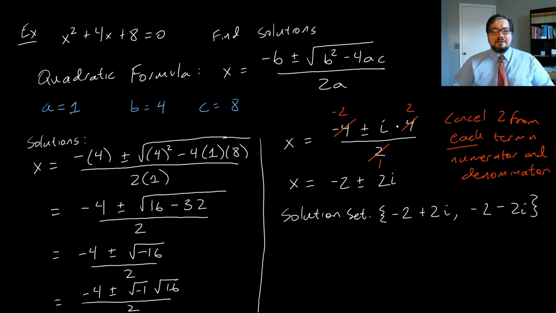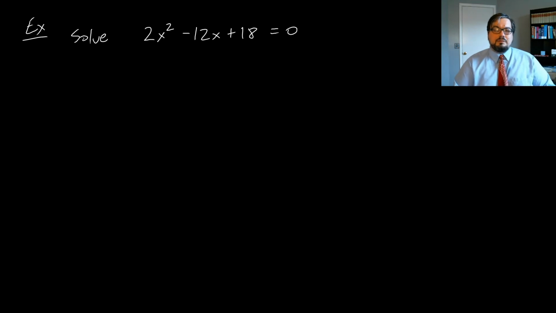So we can see here that there are different types of solution sets that quadratic equations can have. You can have 2 real numbers, as we saw in the first example. We could have 2 complex solutions, as we have in the current example. And we can actually have one more different kind. Let's look at the following equation. Let's look at solving 2x squared minus 12x plus 18 equals 0.